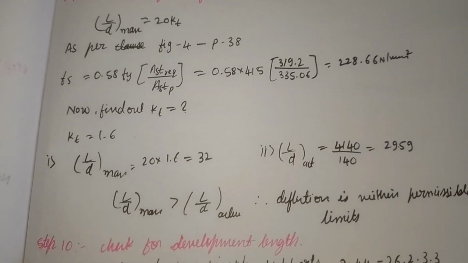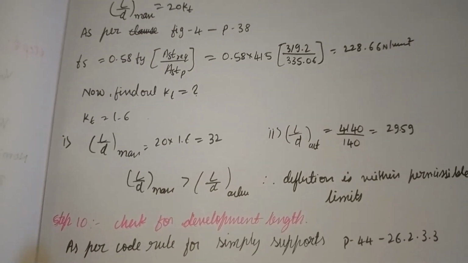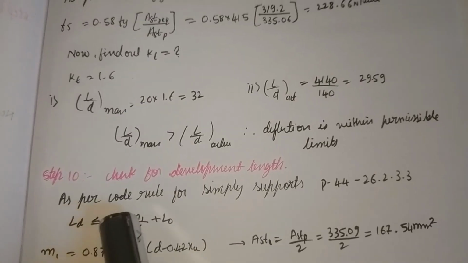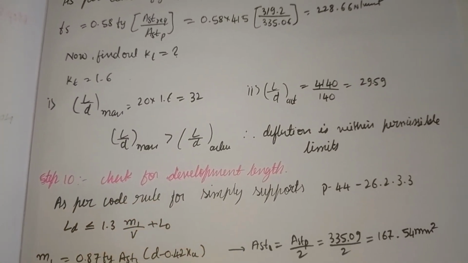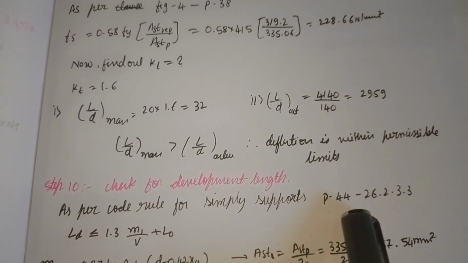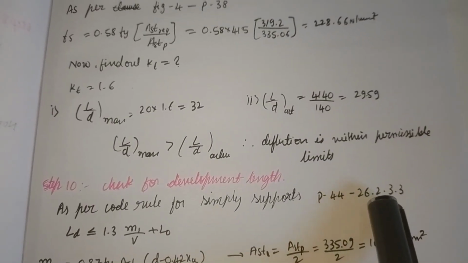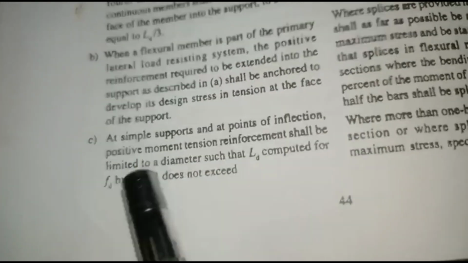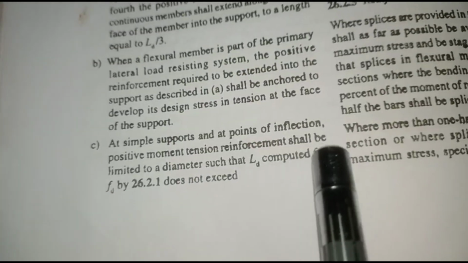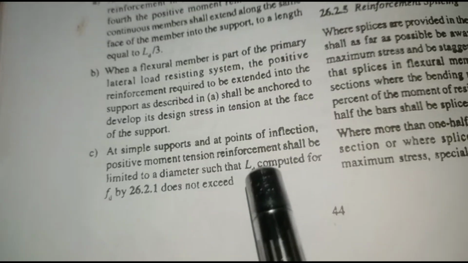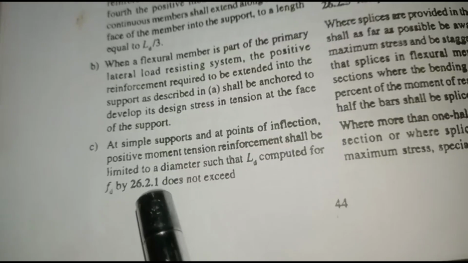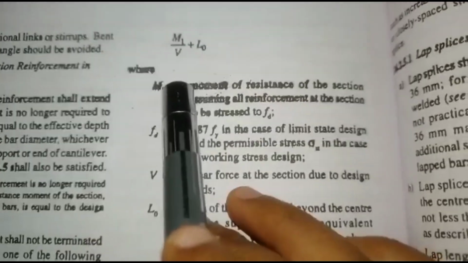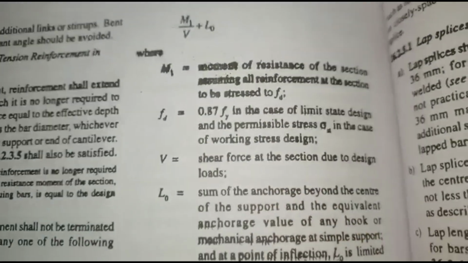So next, the last step is to check for the development length. Again, as per the code book rule, for simple supports we'll go to page number 44, clause number 26.2.3.3. At simple supports and points of inflection, positive moment tension reinforcement shall be limited to a diameter such that LD computed for FD by 26.2.1 does not exceed M1 by V plus L0.